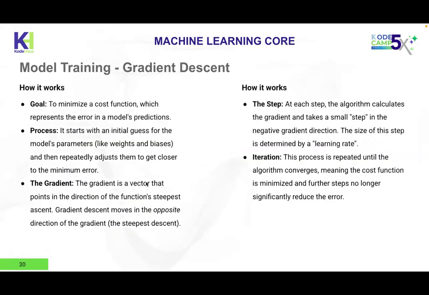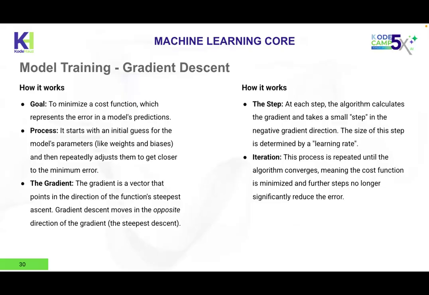So this is how it works, right? I've already kind of explained it in the previous slide, but I'll go through this quickly. Your goal is to minimize the cost function, which represents the error in the model's prediction. To minimize the cost function in gradient descent, you start with an initial guess. That guess can be any number, 0, 1, fractions or whatever. You have to start with an initial guess. This initial guess, you can then repeatedly adjust.